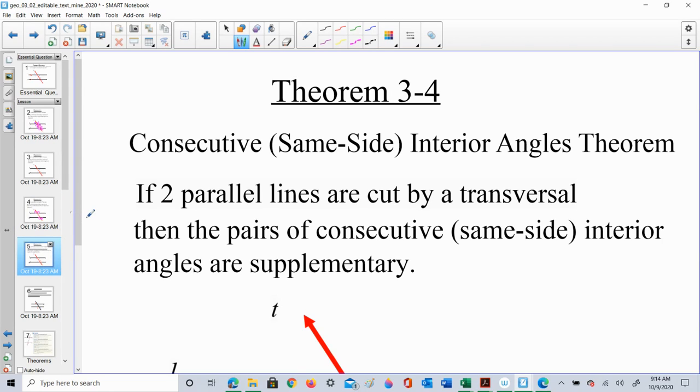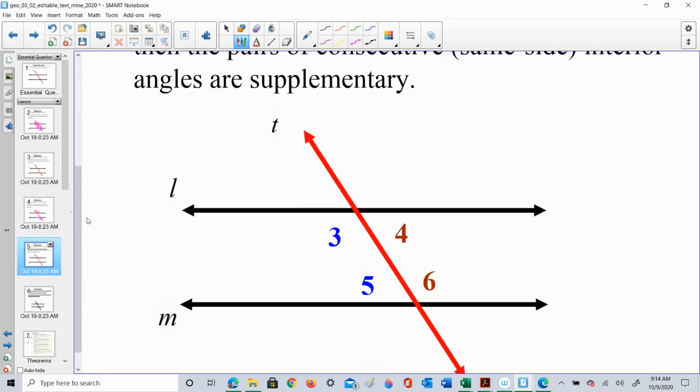Same side consecutive interior angles theorem. Now, they're not congruent. Be very careful here. If two parallel lines are cut by a transversal, then the pairs of same side interior angles are supplementary. That means these two angles here add up to be 180 degrees, right? Equals 180 degrees. The same thing with this pair right here. They're supplementary. They equal 180 degrees.